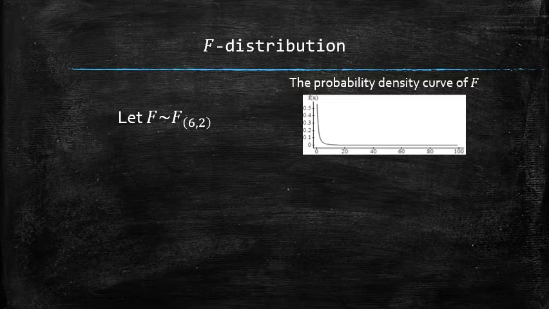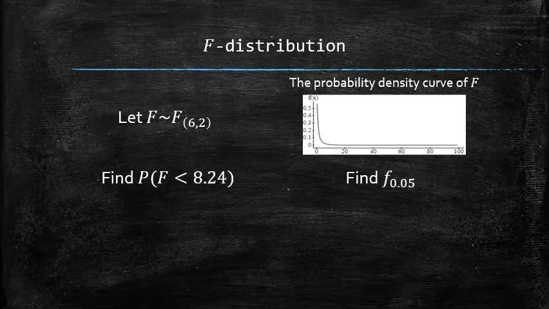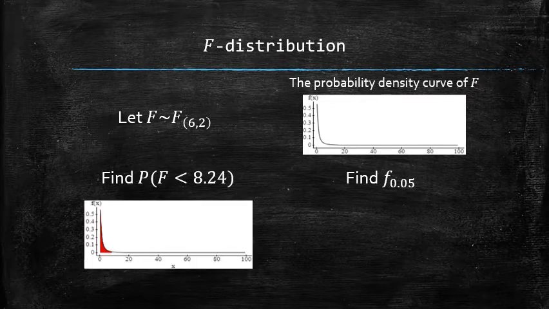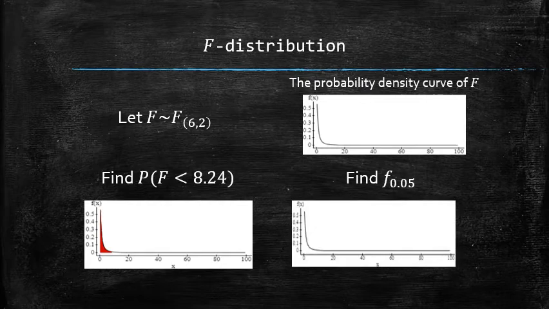Next, we want to be able to find the probability such as this one and find the f sub alphas such as this one. Let's make sure we understand the questions well. To find the probability that f is less than 8.24 means to find the area under the f curve to the left of 8.24. To find f sub 0.05 means to find the value, the area under the f curve to the right of which is equal to 0.05.